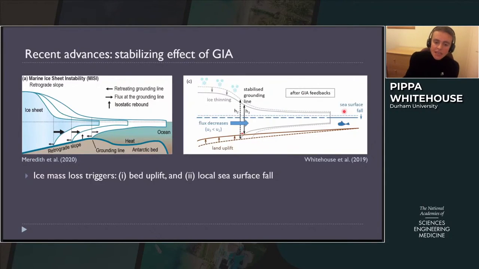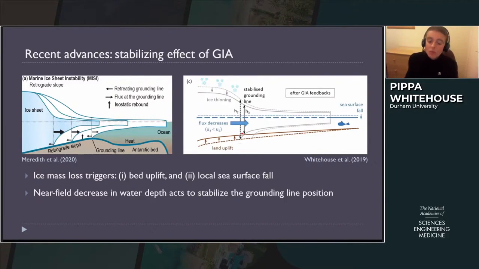Another thing that happens is the sea surface falls. This comes back to the fingerprint and the idea that close to an ice sheet, you have relative sea level fall. Even though in the far field we have sea level rise, we actually get a reduction in water depth at the grounding line as the ice sheet retreats. So this is a negative feedback, and it helps to stabilize the grounding line position. It might slow retreat, it might stop retreat, it could potentially cause re-advance. Those are the details that we don't understand yet.